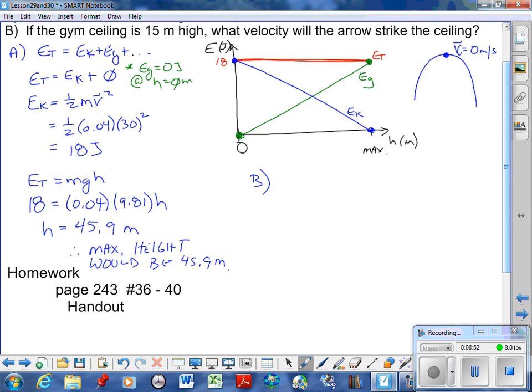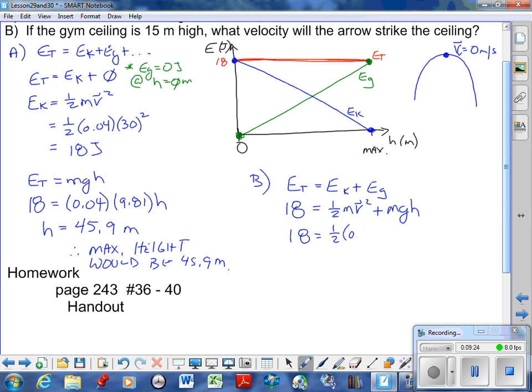B part. If the gym ceiling is 15 meters high, what velocity will the arrow strike the ceiling? We always fall back to our conservation of energy formula here. EK plus EG, or whatever order you want it in. Total energy for this whole system is always 18 joules. EK is going to be 1/2 mv squared plus mgh. So we're looking for velocity, so that should mean we know all the other pieces of information here.